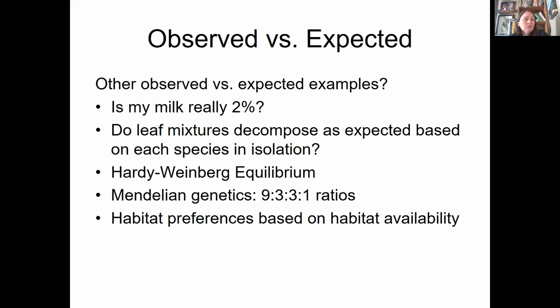And you can also test, for a particular organism, whether their habitat preferences would be expected based on the amount of habitat that's available, or if they're showing some overwhelming preference for a particular habitat, even when it's not very available. So we'll go through some of these examples today.